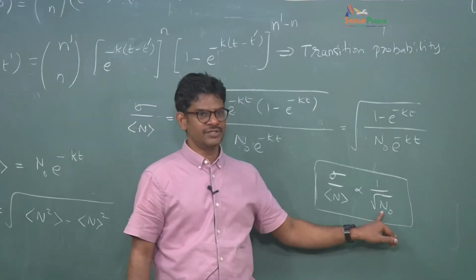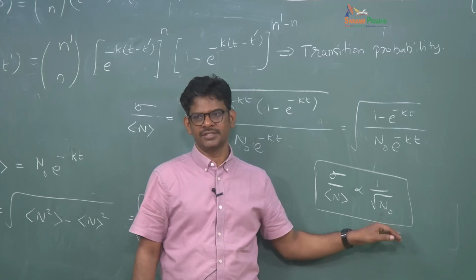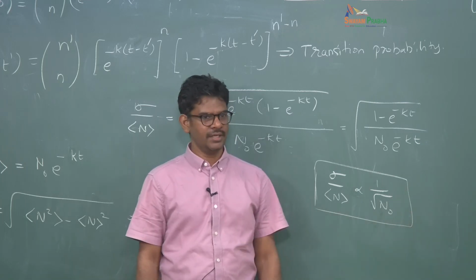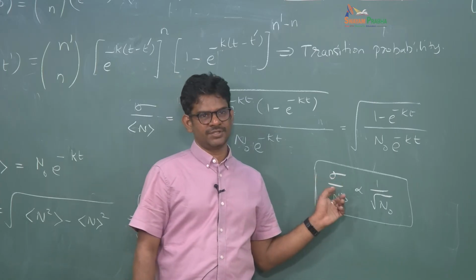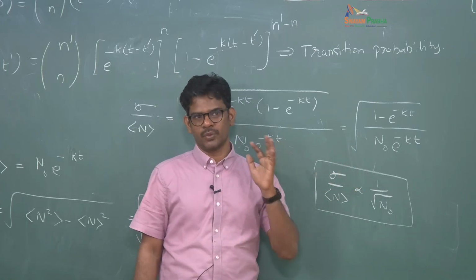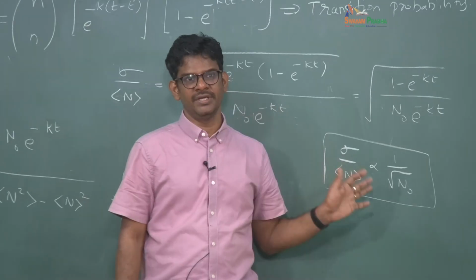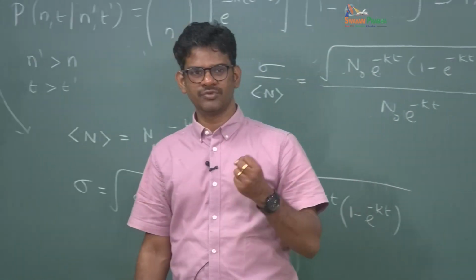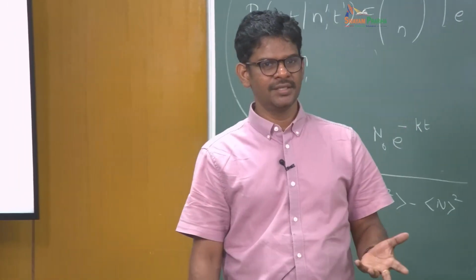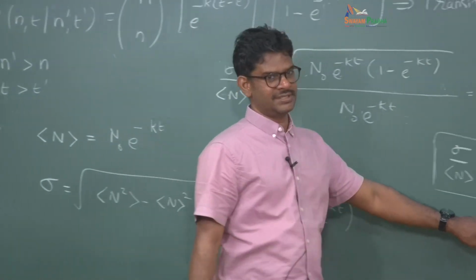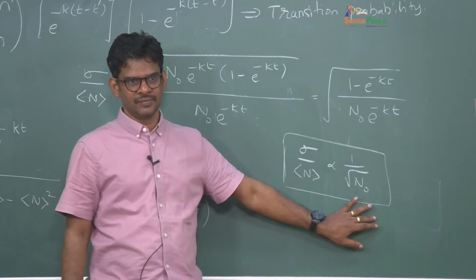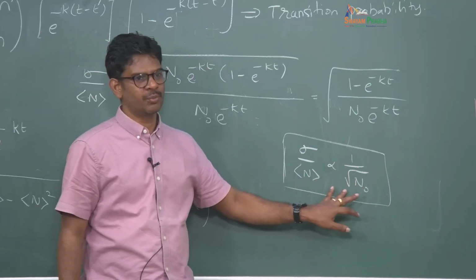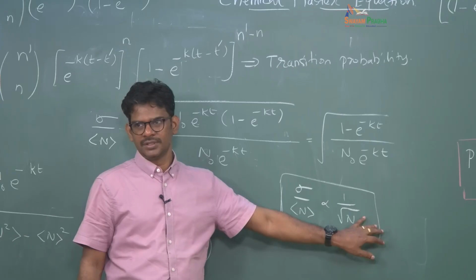But suppose n0 is a small quantity, let's say 100, then this standard deviation with respect to mean can be a very large quantity, about 10% of the mean itself. So the stochasticity or the fluctuation becomes very significant and apparent when we deal with a very small system size, and the evidence is here. The fluctuation that you're going to see is proportional to the inverse of the square root of n naught.